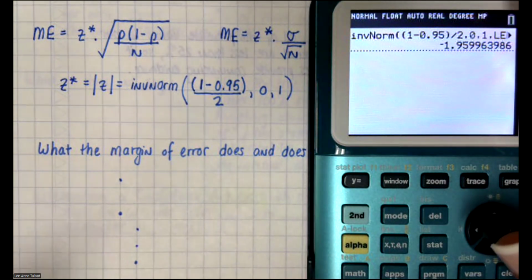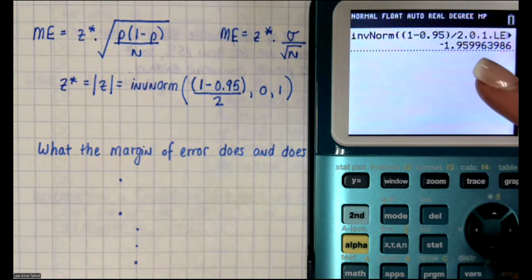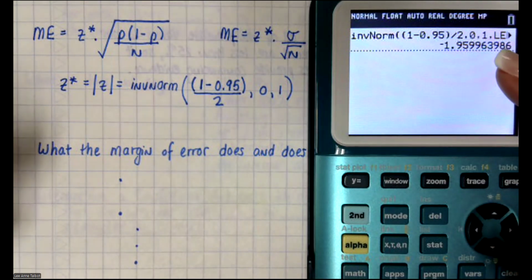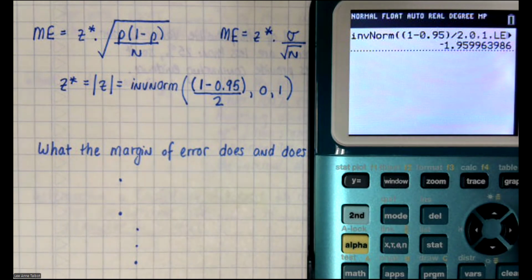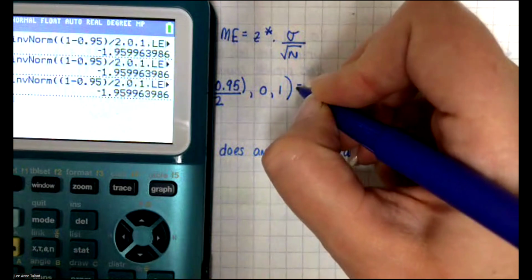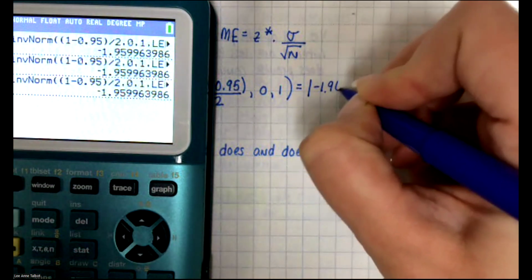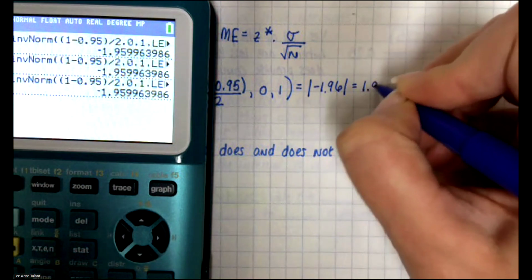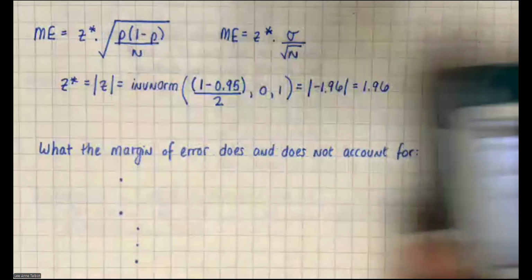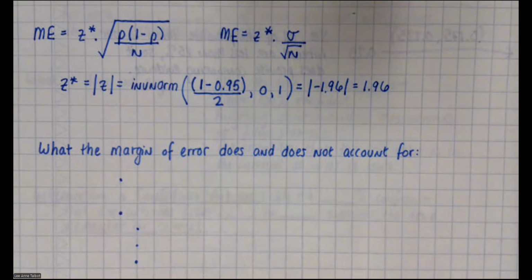Okay. And this is annoying because we talk about it being 2 standard deviations away when it's 95%, but it's not perfect. So what you're going to do is write the absolute value of negative 1.96 equals 1.96. Remember, Z star is an absolute value. You've already covered yourself with the plus or minus.